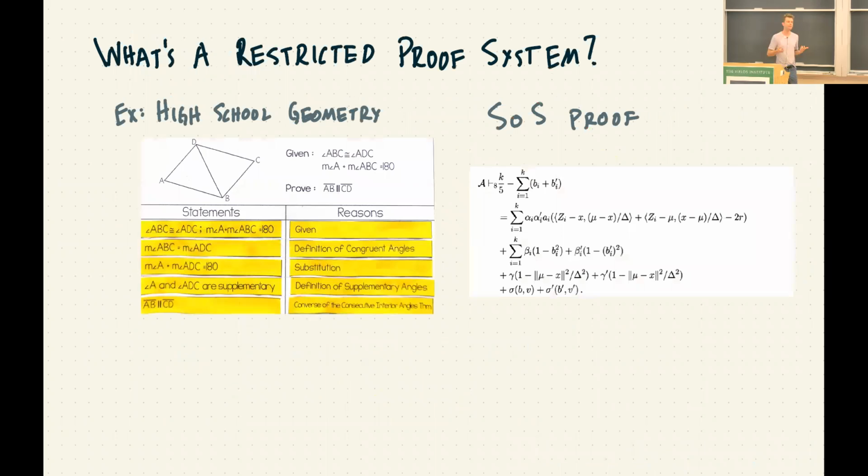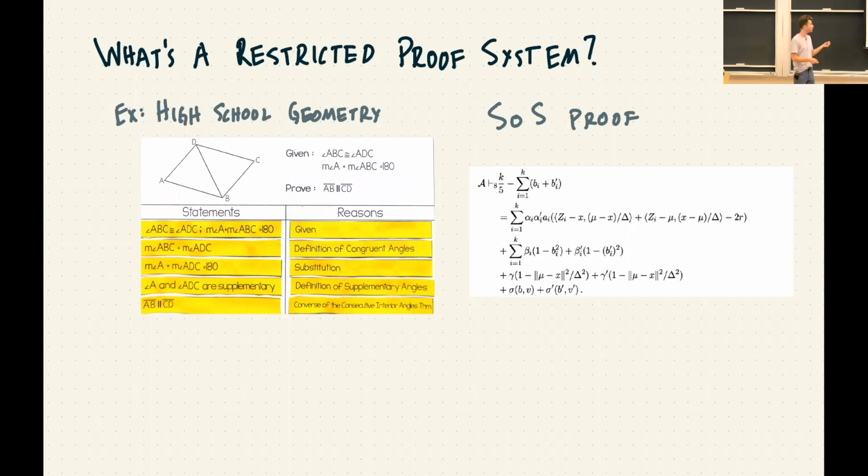Well, first of all, what is a restricted proof system? What does that even mean? A restricted proof system is just a collection of rules for deriving true mathematical statements from previously proven true mathematical statements. Okay, that's all of math. But here, I mean that the rules are quite formal and the statements are expressed in a formal language.